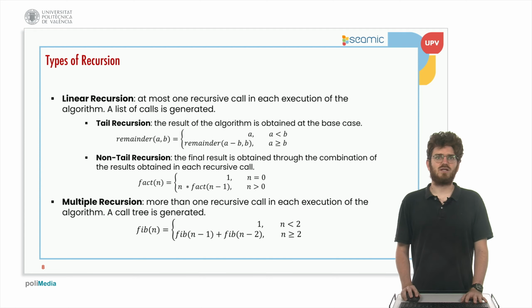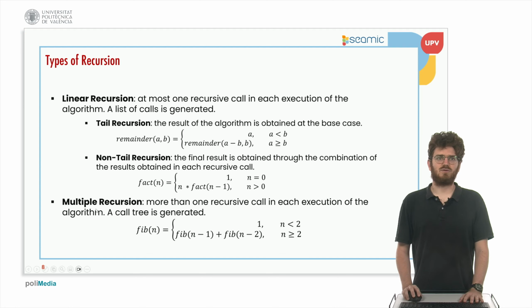But if it's larger, we need to remove the b from a and call remainder again. So in this case, the recursive call would be the last thing that we do in the method, and we call that tail recursion, which has a few advantages in optimization, but not specifically in Python.